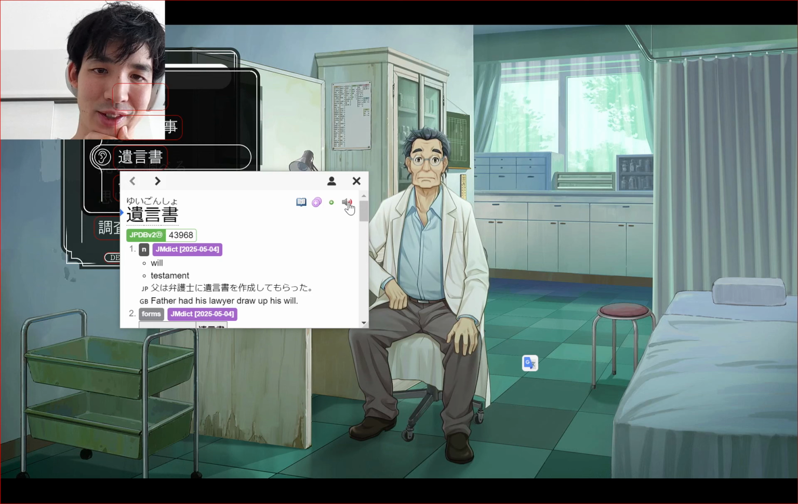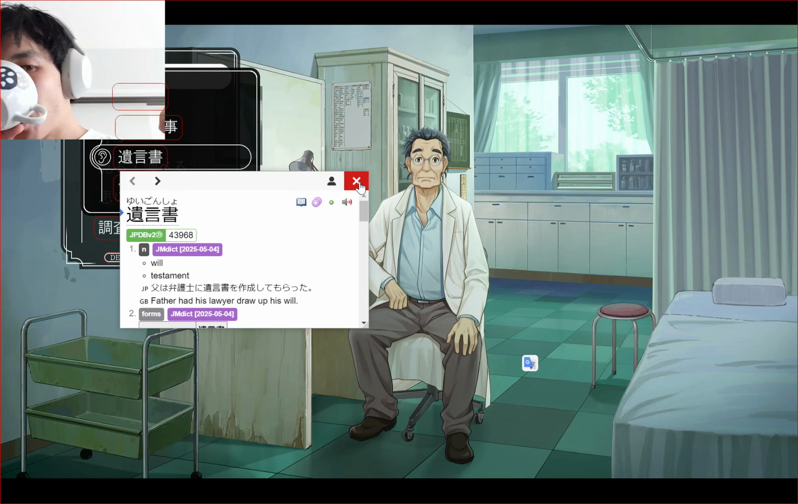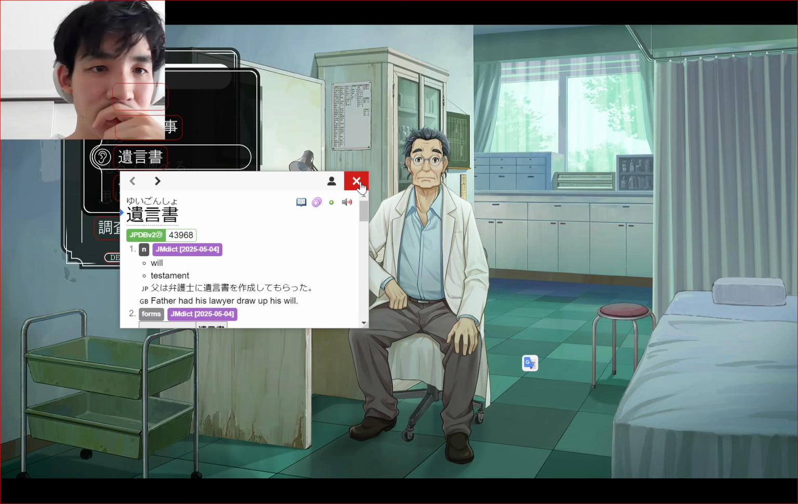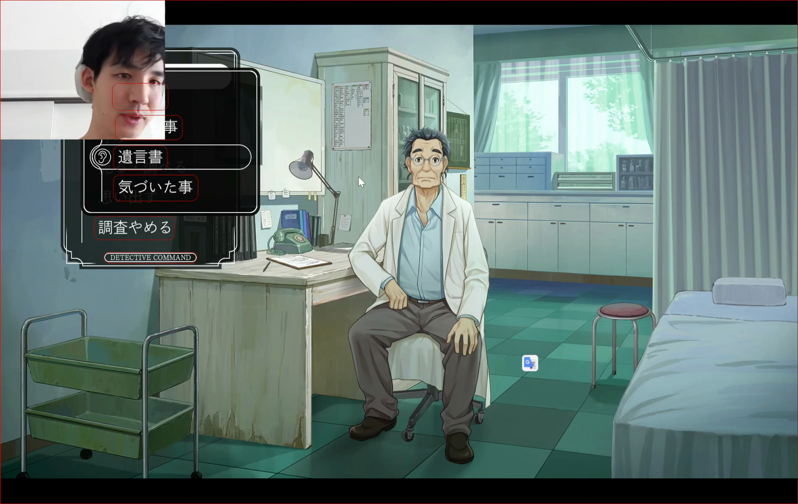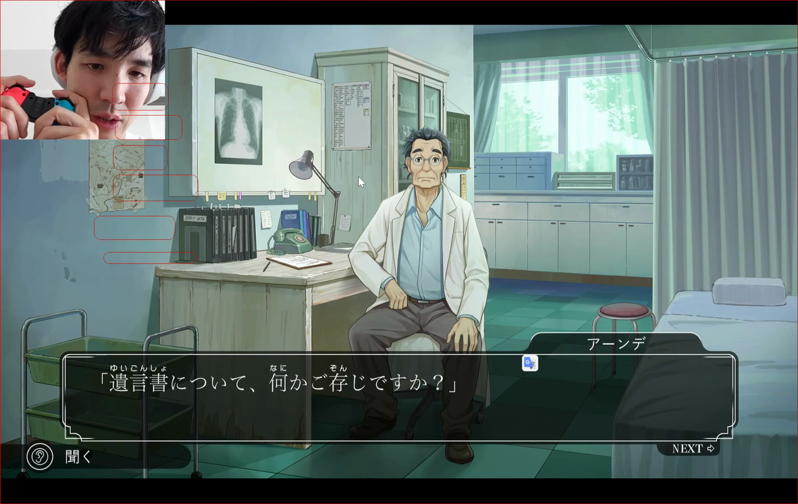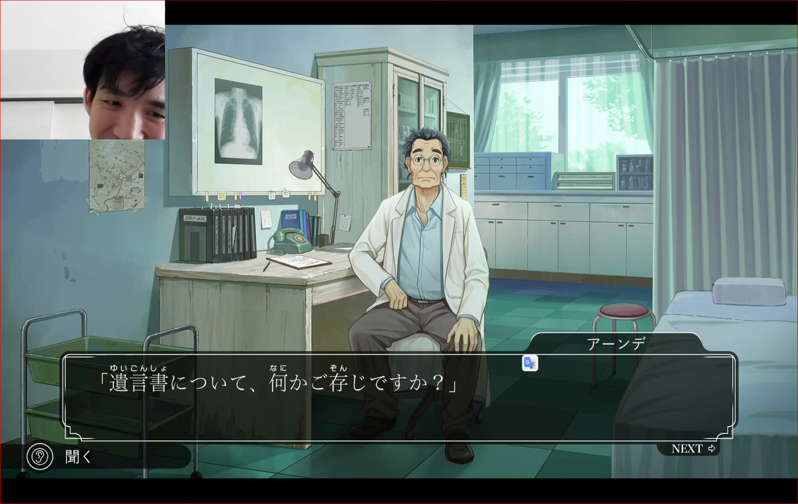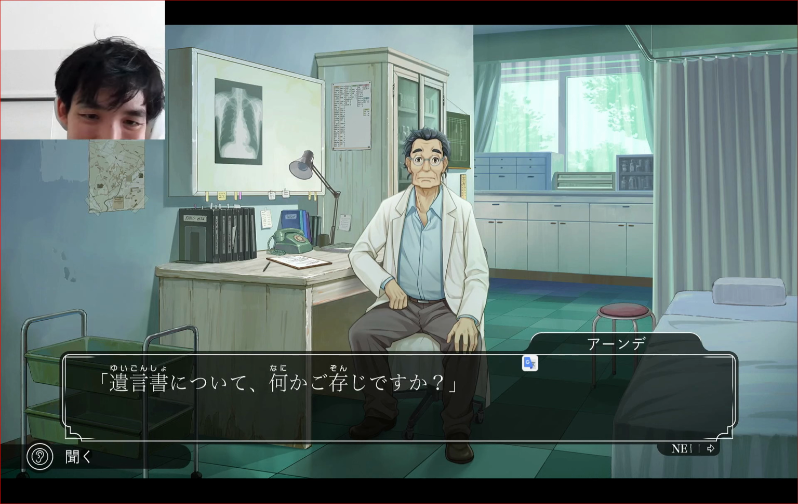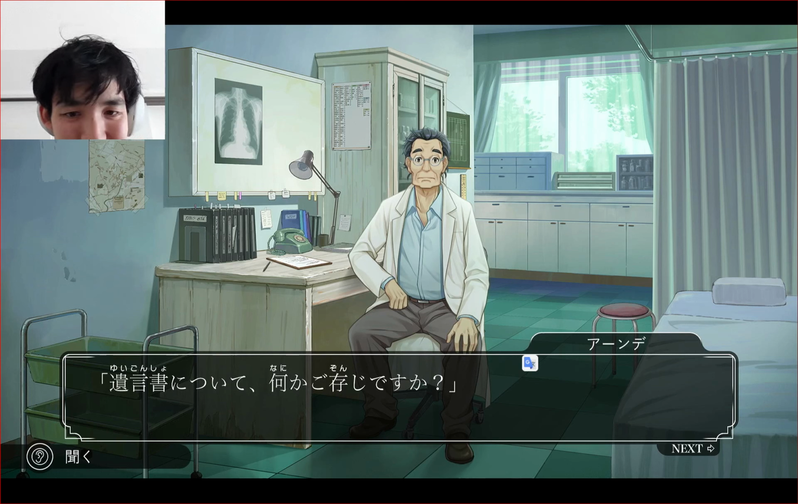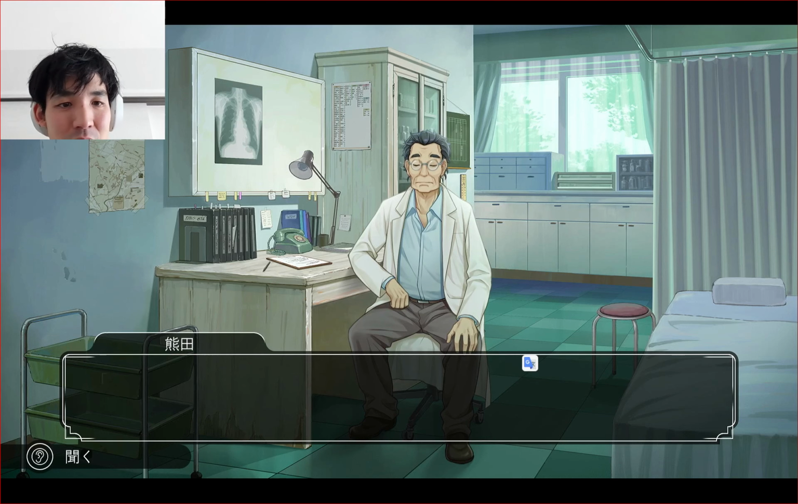Can I get the audio here? Yuigonsho. Okay. So let's ask about the Yuigonsho, the will. 遺言書について何かご存知ですか？ Ah, this is the first sentence that I understand. Okay. So regarding the will, what do you know? 遺言書について何かご存知ですか？ Gozonji is like shiru, to know, but it's the fancy, formal way of saying it. いや、Yeah.